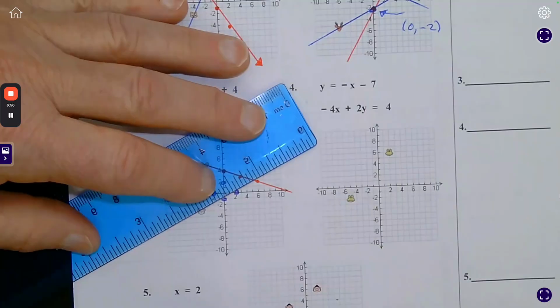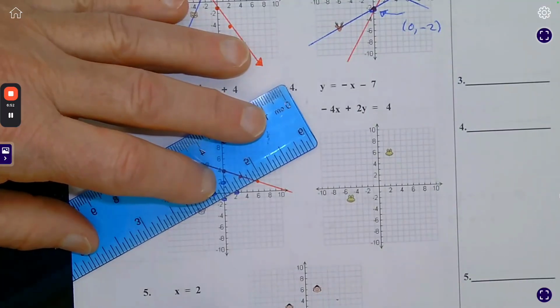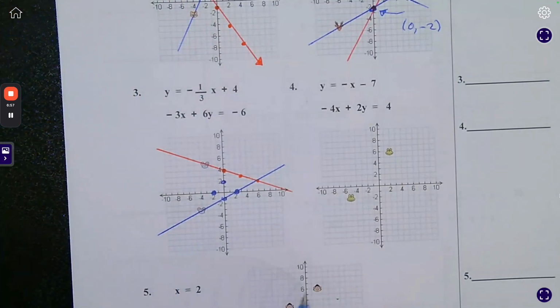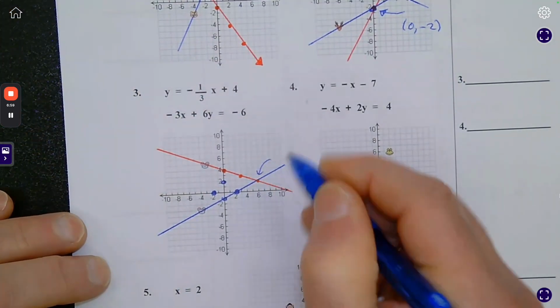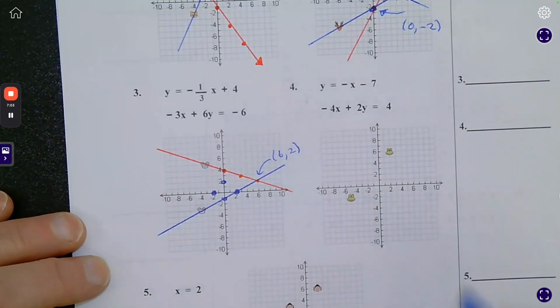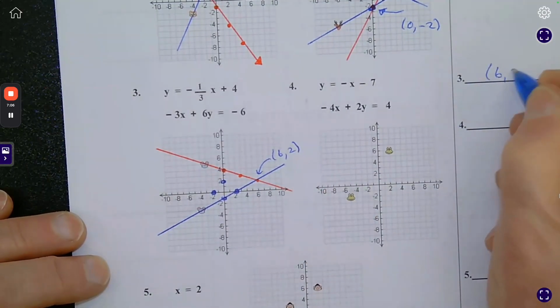And now I draw that line. Looks like we're going to intersect right there. That's nice. It went through that icon. We good. So that point is 6, 2. So 6, 2. That's good. Let's keep going.